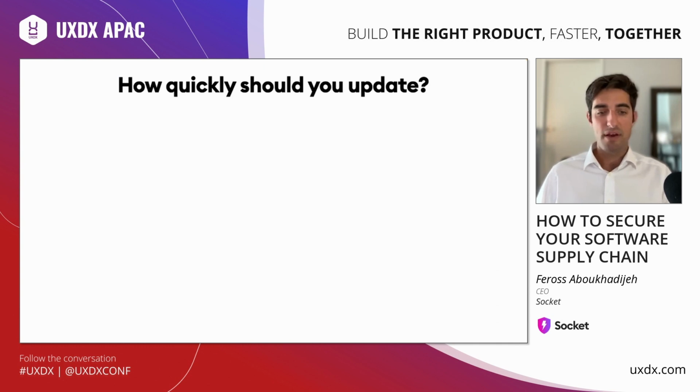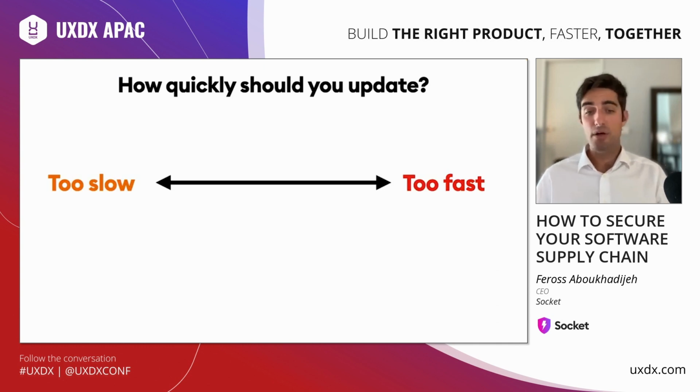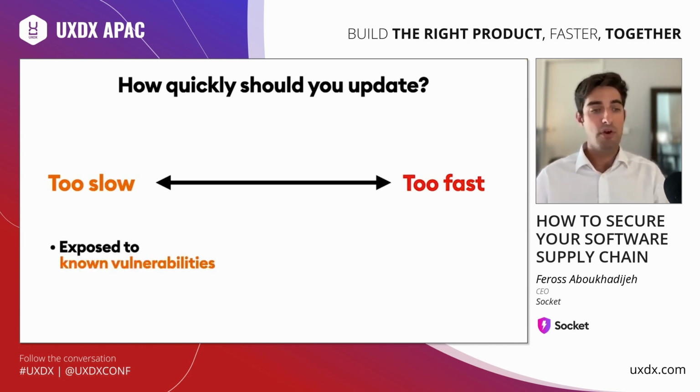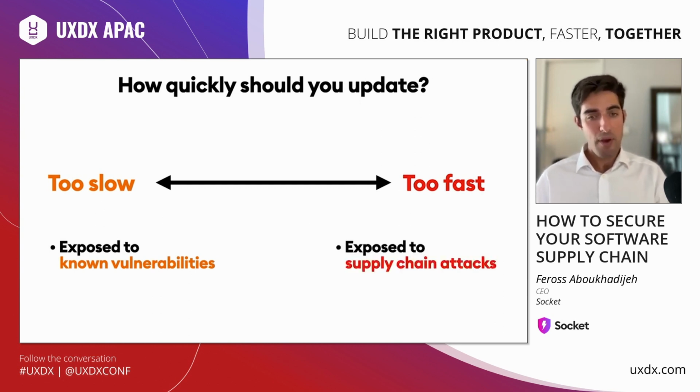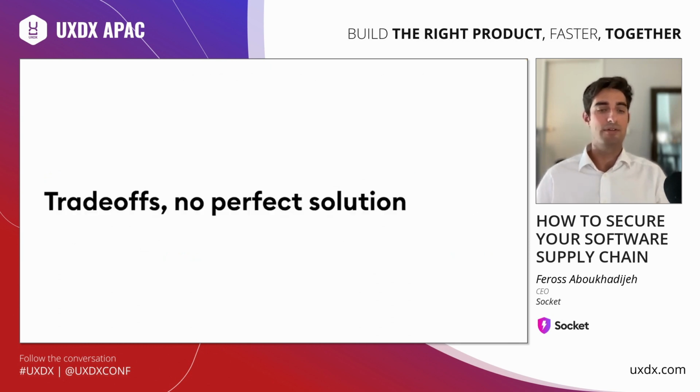This is a really tough question. If you update too slowly, then you're exposed to known vulnerabilities, and that's not good. If you update too quickly, though, you're exposed to supply chain attacks, because now you're running code that no eyeballs have looked at, no one has seen yet. So there's no good answer here, just trade-offs all around. But this is something to at least think about as a team and come up with a policy for what you want to do here.